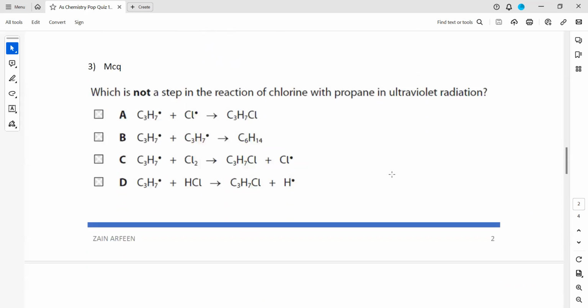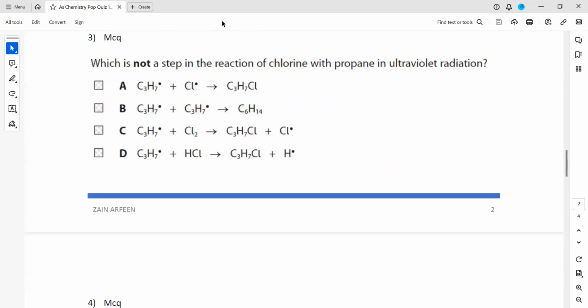In question three, this one is related to the substitution reaction, the free radical substitution reaction in alkanes, asking which is not a step in the reaction of chlorine with propane in UV light. If I write the reaction mechanism for this reaction, how it will occur, first we have initiation. What happens in initiation? The chlorine molecule will break down into chlorine radicals. That is the initiation.